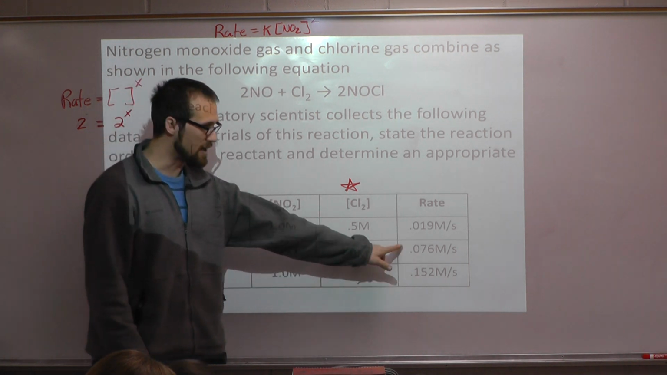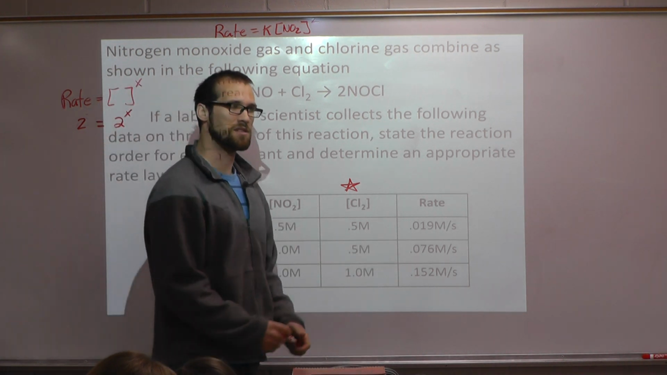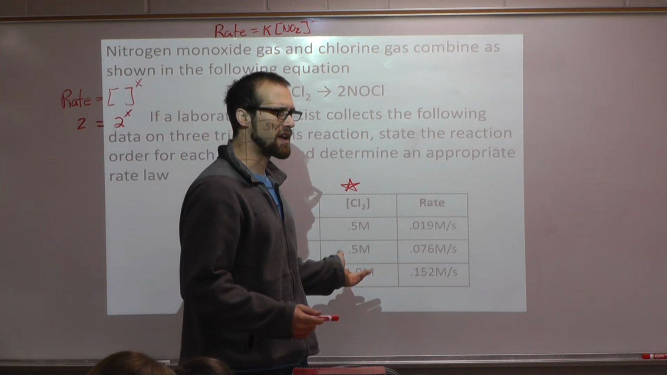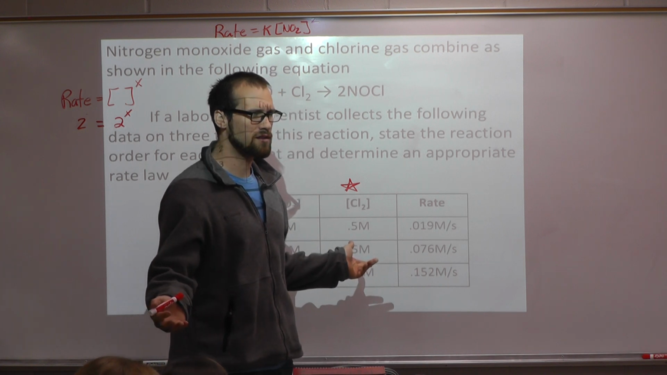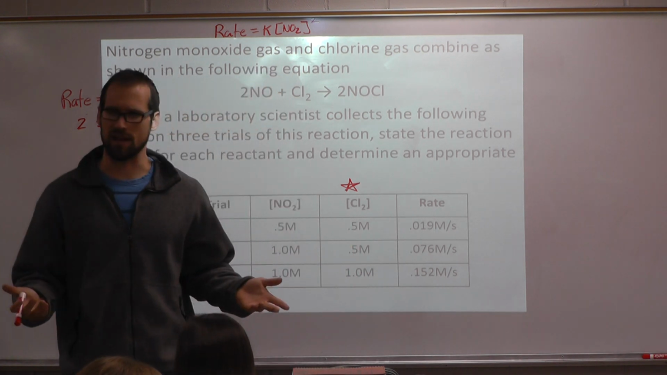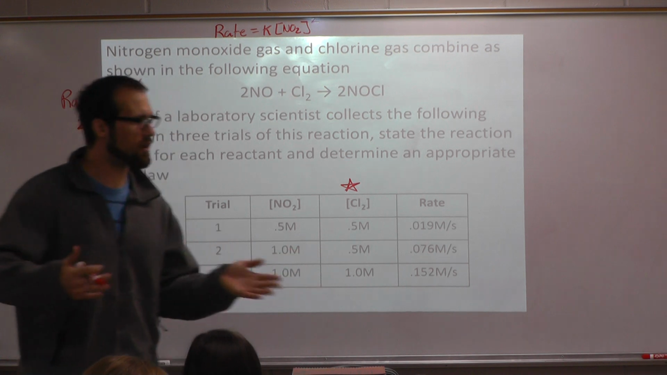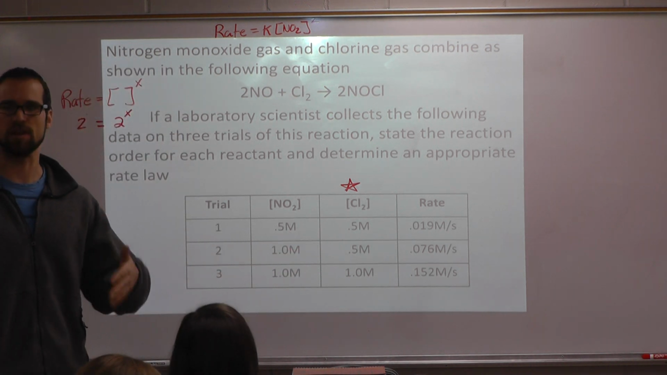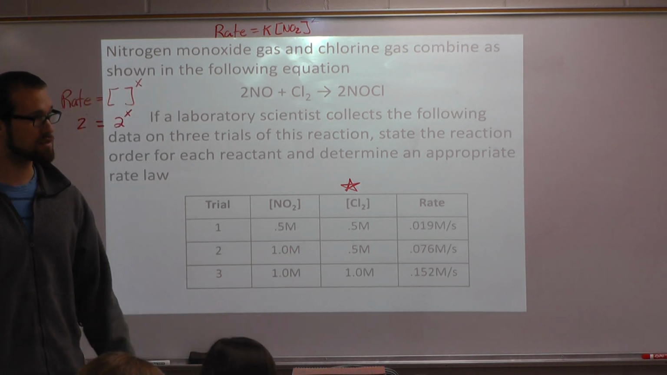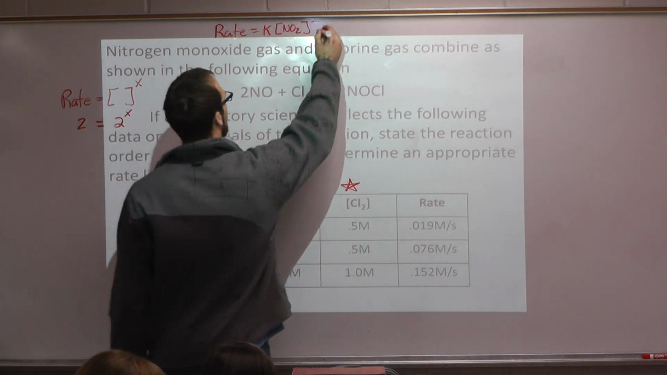Concentration doubled, rate doubled. That means if I tripled the concentration, the rate would triple. And if I increase the concentration by 10, the rate would increase by 10. So it has to be what order? First. So my rate law for this will be this.